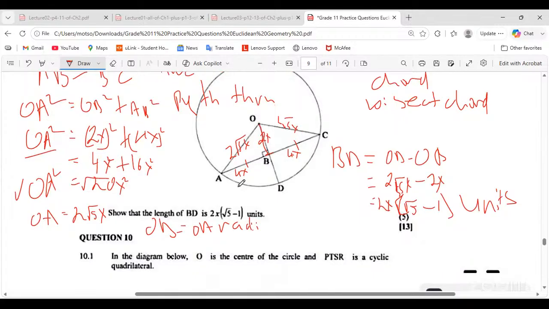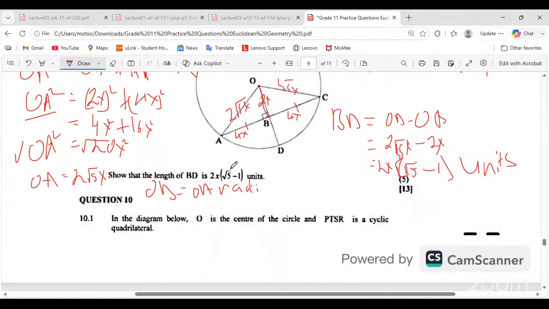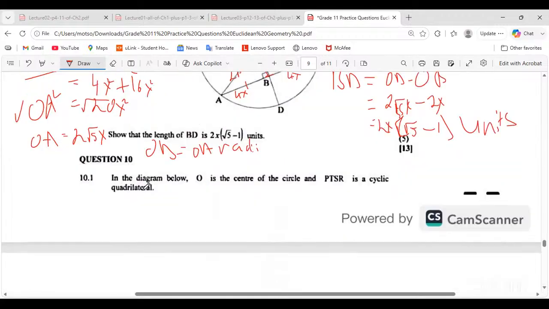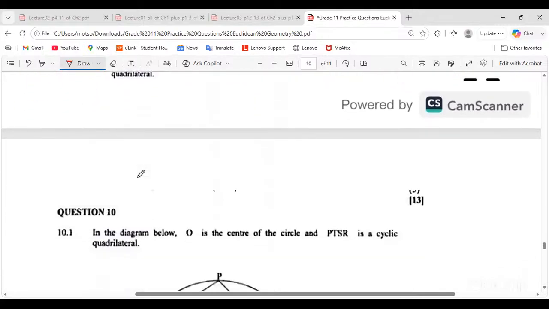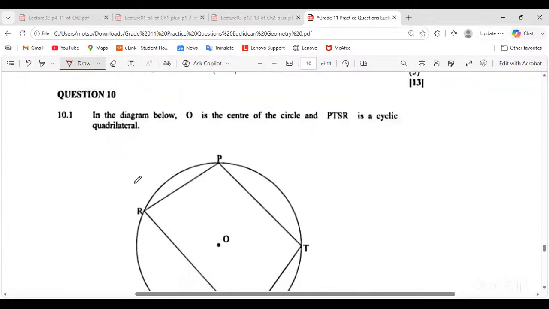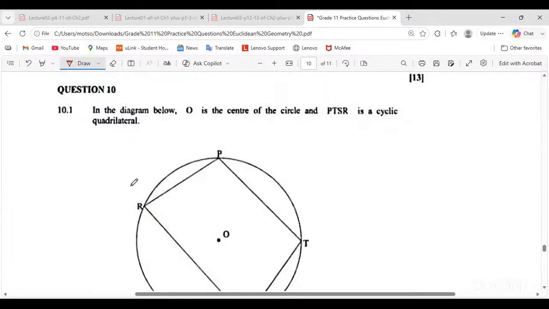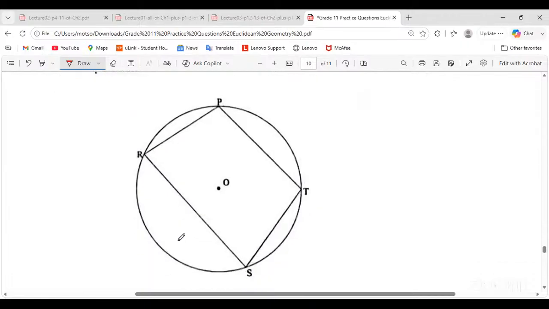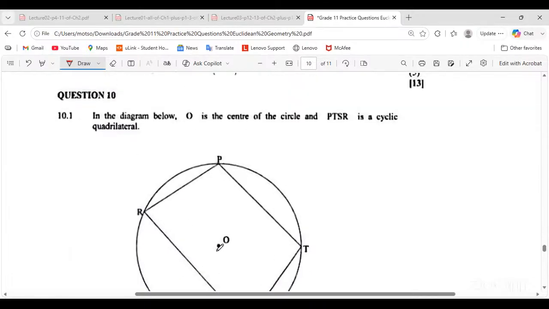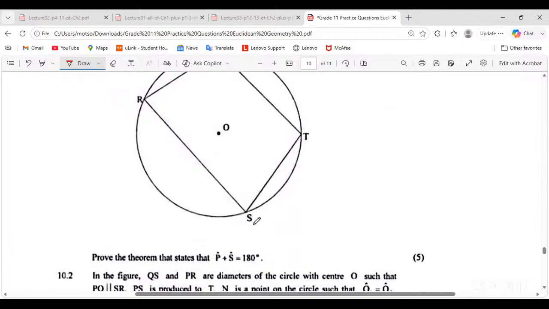I hope everything made sense to everyone here. Now, let us proceed to the next question. Question 10, okay, here it is. Question 10 says to us, in the diagram below, O is the center of the circle and PTSR is a cyclic quadrilateral. Now, since this is a proof, you need to know everything that you have to do before you can answer it.